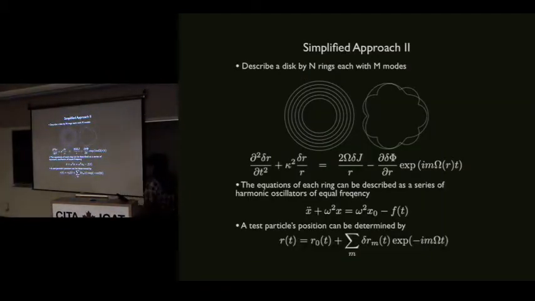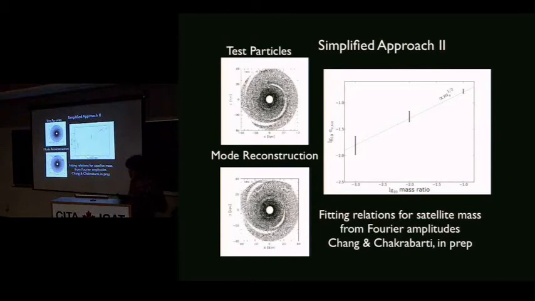Another way is to think of the disk as a bunch of rings experiencing N modes. And these subhalos are very light compared to the primary galaxy, so what you can do is linearize the equations of motion, expand in a small parameter. It turns out both of these approaches give very similar results, and you can come up with scaling relations between the effective Fourier amplitude and the satellite mass ratio. It turns out this scales very simply.